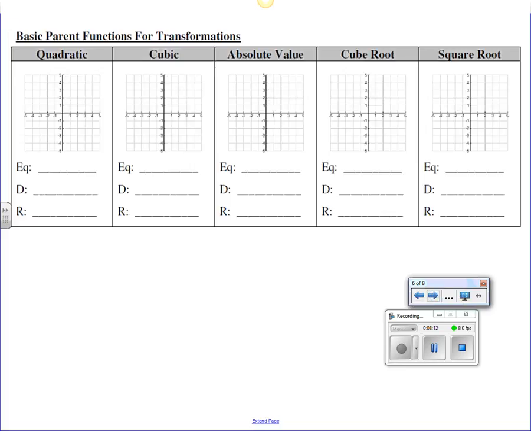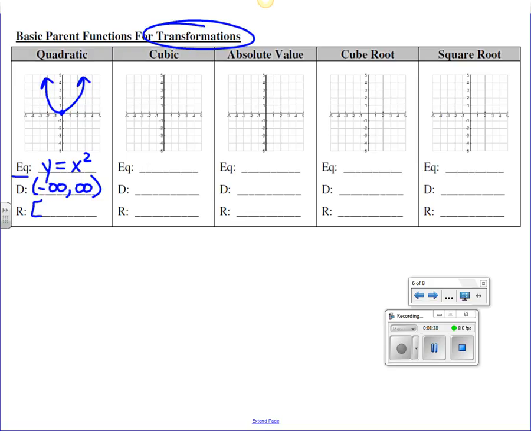All right, transformations. These are a review as well. So a quadratic makes a parabola. It's a U that opens up. And that equation is y equals x squared. The domain, go from left to right, so it goes from -infinity to positive infinity. And the range goes from 0 to infinity.